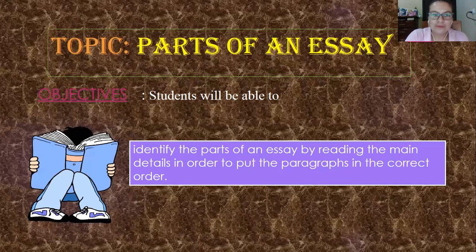Okay. Well, the topic for this class is parts of an essay. The objective for this class: by the end of this class, you will be able to identify the parts of an essay by reading the main details in order to put paragraphs in the correct order. Okay, well, very good. I'm going to explain to you.